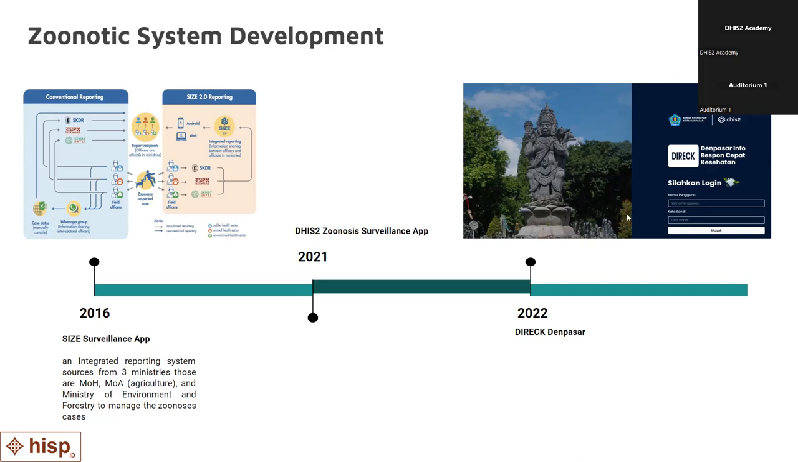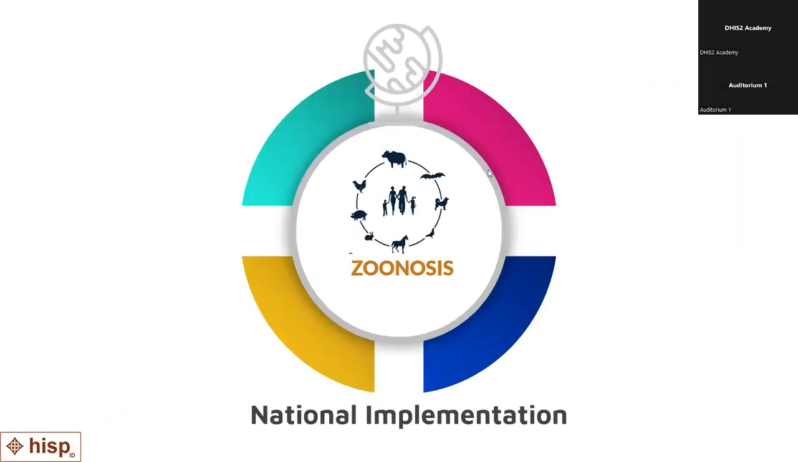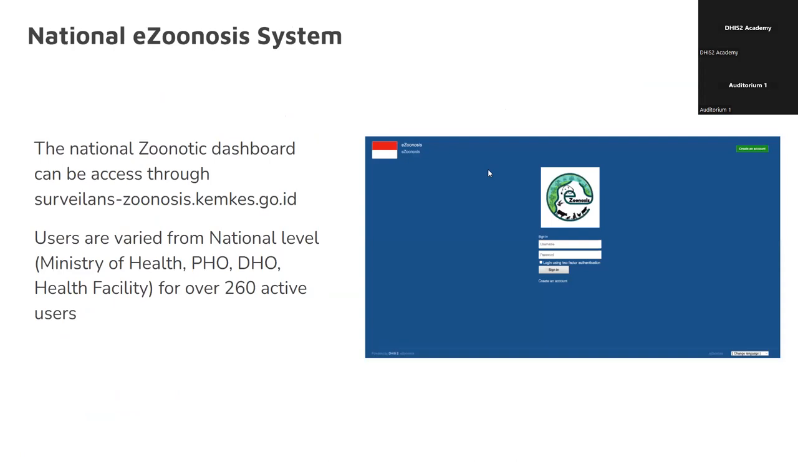This is a sample of the application. This is the DHIS2. We use the zoonosis application not only for the Ministry of Health, but also at subnational level, including facility level, such as primary healthcare and other facilities. So currently 260 active users are using the zoonosis application.